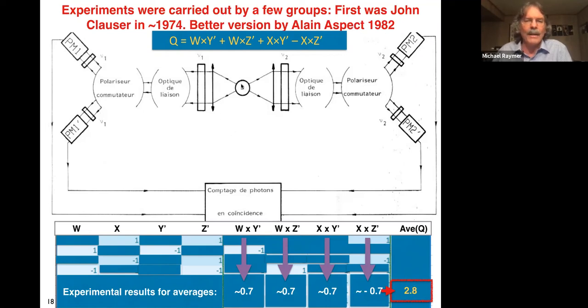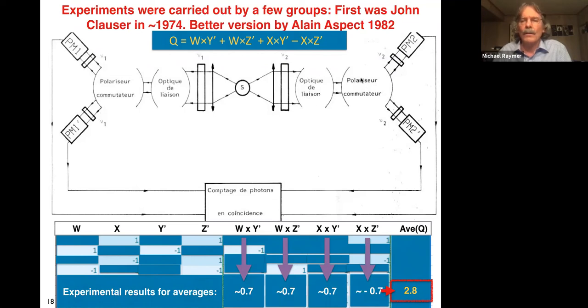And here's the apparatus. This is a screenshot from his original paper in 1982. It's in French, of course. Here's the source. Here are the polarizers. Here's a lens to collect the light coming from the source in 2 directions. Here's the polarizer. No, this is just a frequency filter. Ignore that. This is the collection optics.